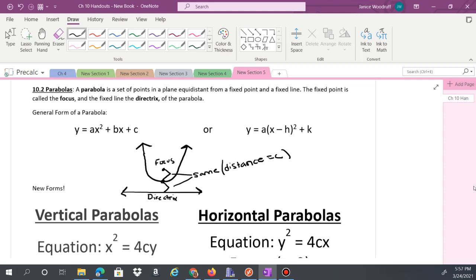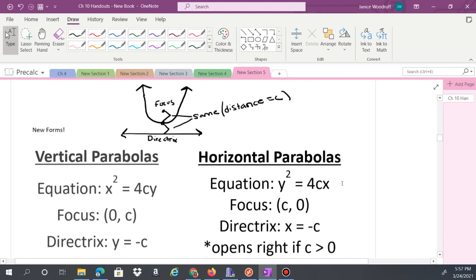The other thing is the sign of c will tell us how the parabola behaves. If it's positive, the parabola opens up. If it's negative, the parabola will open down. If it's a left and right one, if it's positive, it would open to the right. If it's negative, it would open to the left. So we'll take a look at that. But that's what the focus and what the directrix are.